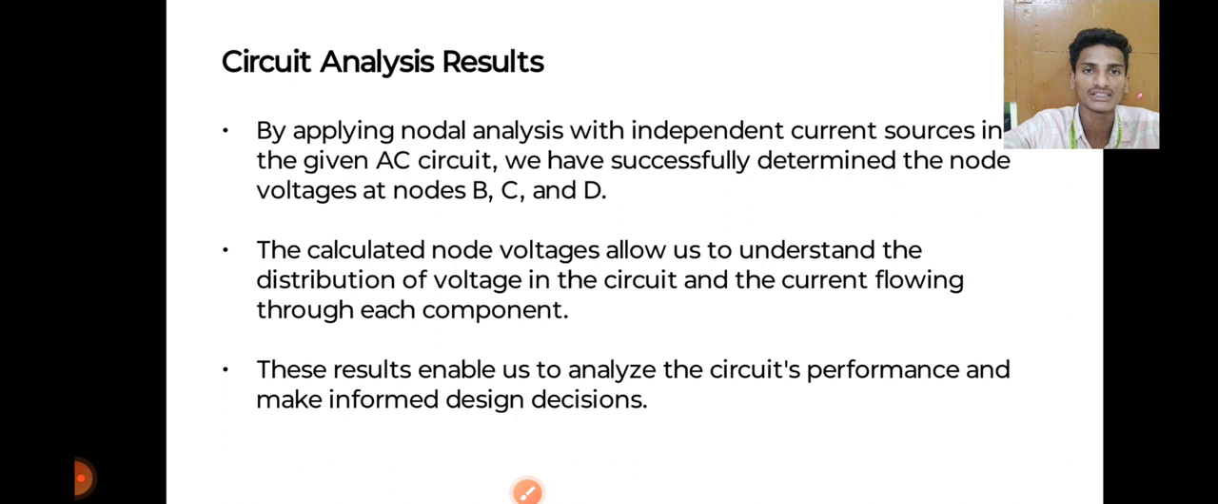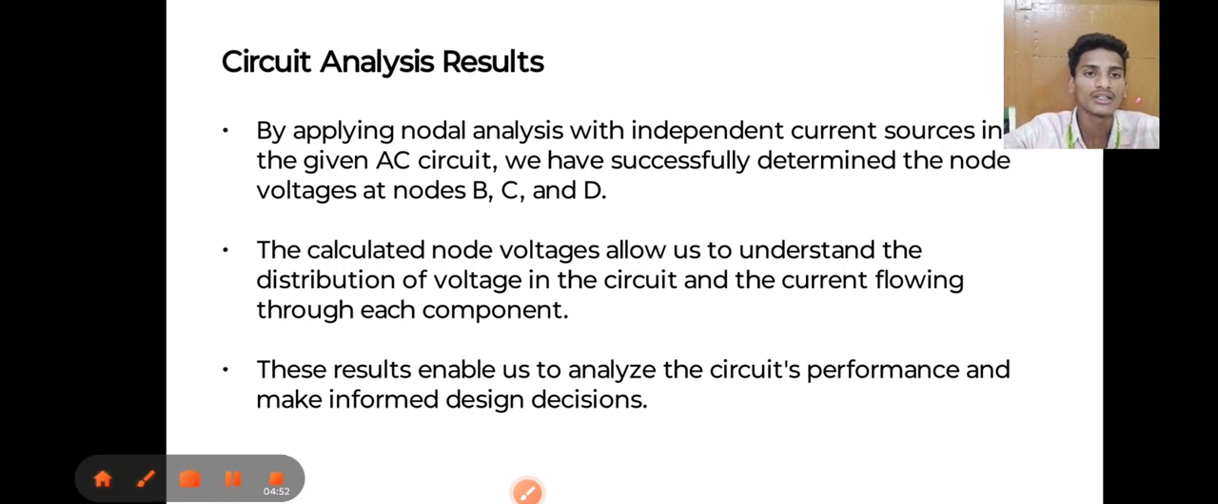Circuit analysis results. By applying nodal analysis with independent current sources in the given AC circuit, we have successfully determined the node voltages at nodes B, C and D. The calculated node voltages allow us to understand the distribution of the voltages in the circuit and the current flowing through each component. These results enable us to analyze the circuit performance and make informed decisions.